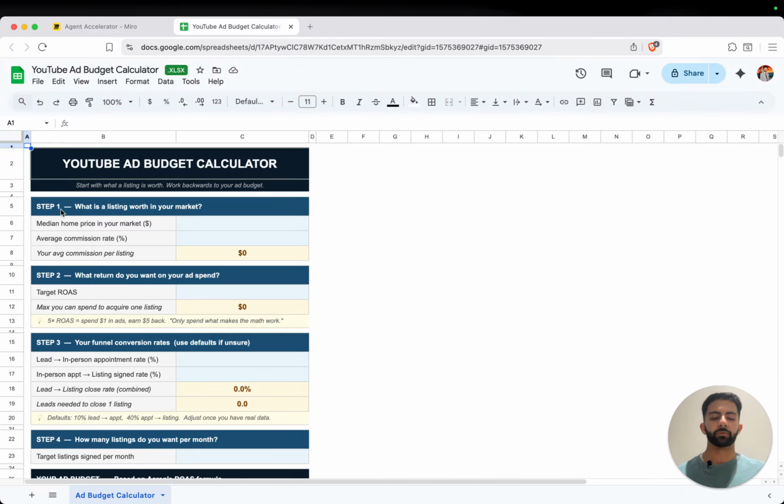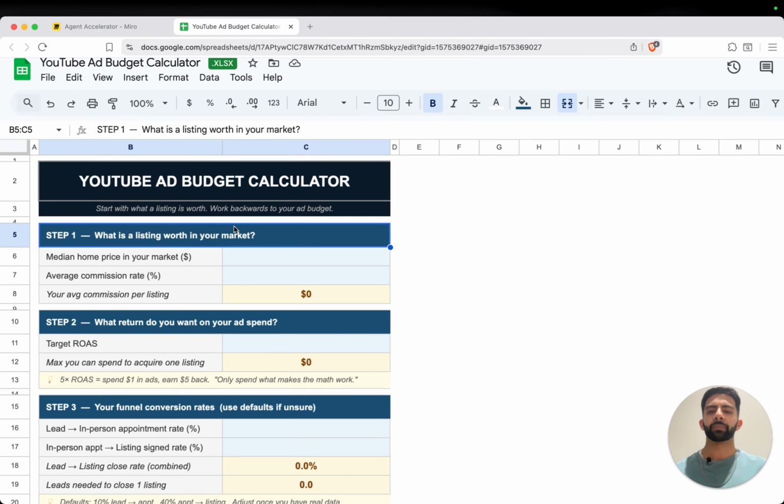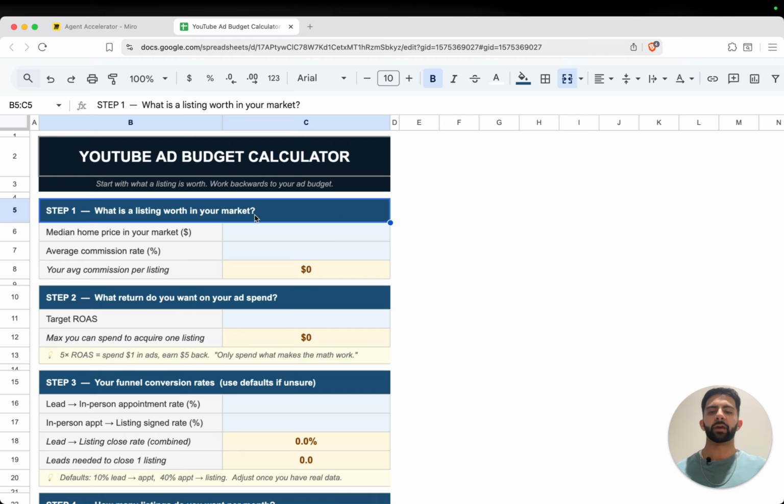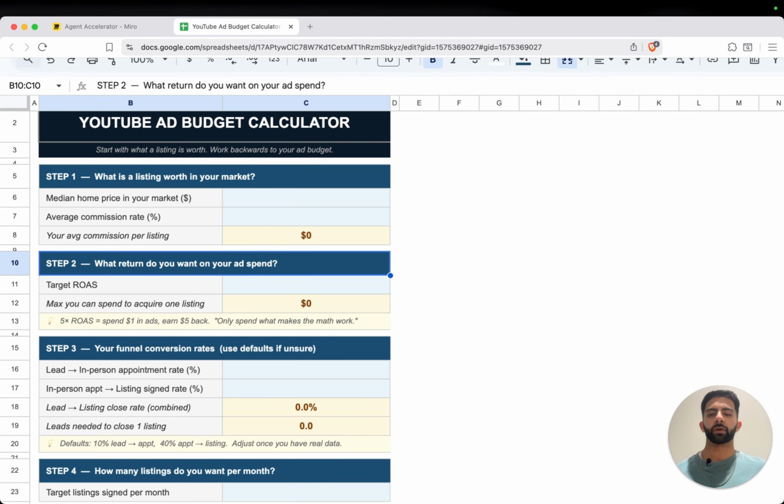So I'm going to zoom in right here just to get some things going. Okay. When we start off by looking at a YouTube ad budget or really any ad budget calculation, the first thing you want to look at is how much you're actually going to make from a listing, right? How much is a median home price in your market? How much is it worth? And what kind of return do you want for your ad spend?